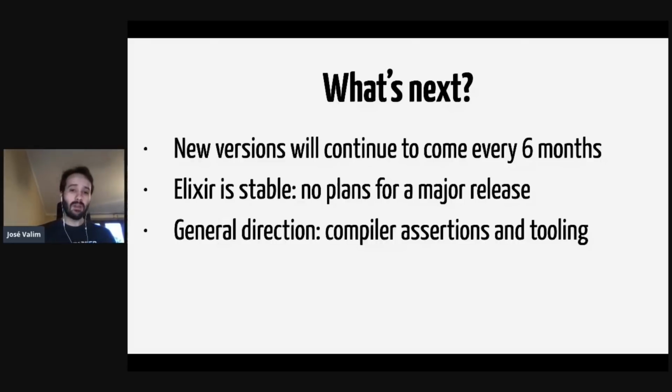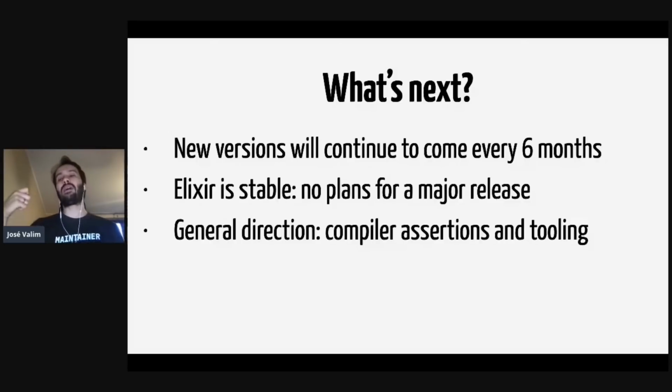And the other direction is compiler assertions. And I've talked about this a couple times. I'm going to give a quick refresh. I like to say that Elixir code is very assertive, right? We usually have pattern matching, we have guards. So a lot of the times we know what types we are working with.